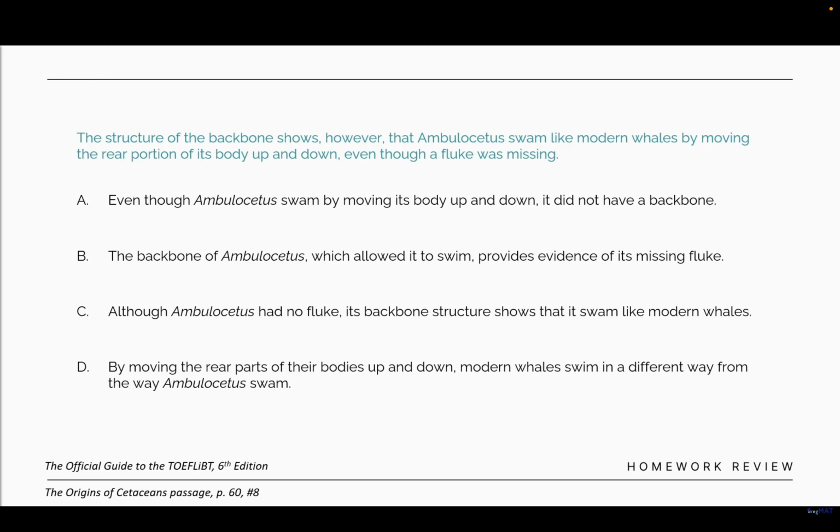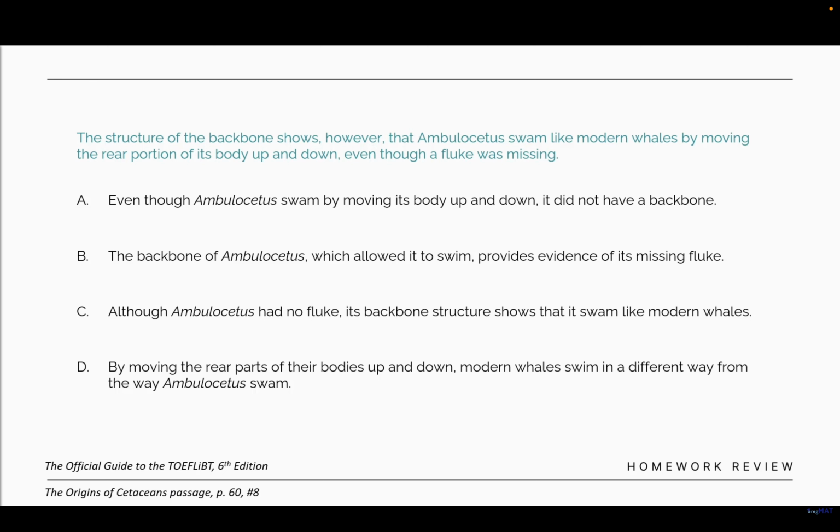I did not. I thought you were going to do it now. What page is that? It looks like page 60 down at the bottom. Okay, so you haven't done it yet? No, I did the homework, but I have the book in front of me. Oh, okay. What section is that? It's from the Origins of Cetaceans passage. It's on page 60, number 8. I chose C.